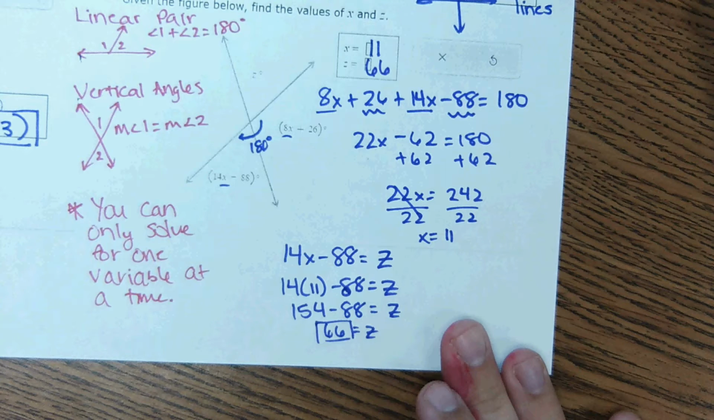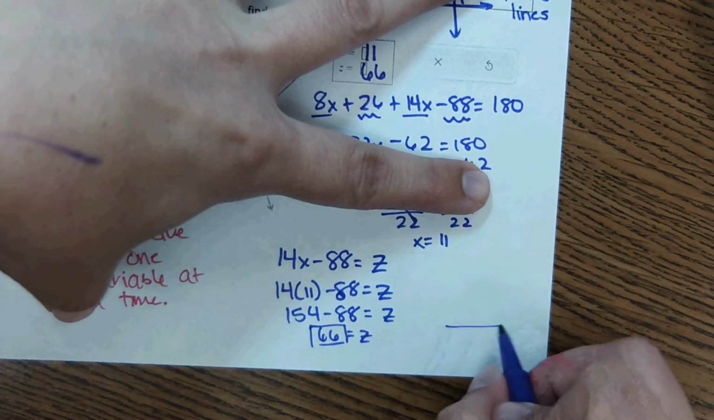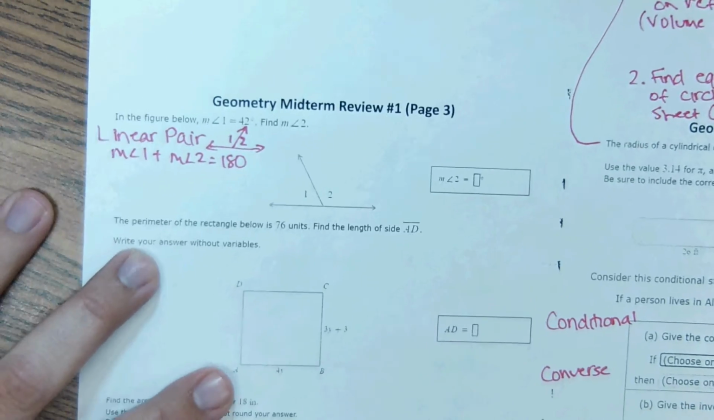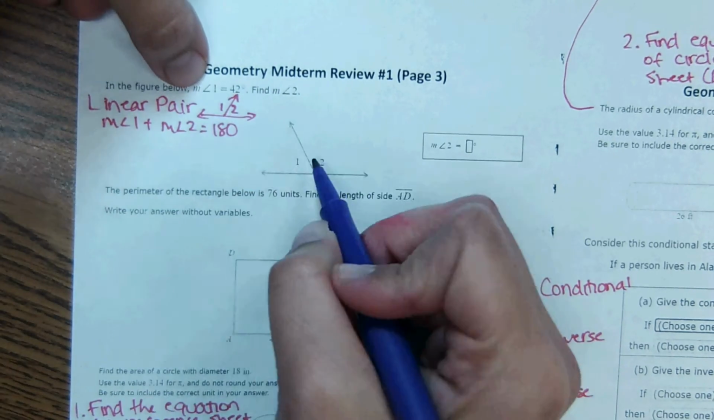Okay, and that is it for that side. We're going to now flip the page over to the next side. So just flip it, and we're going to go right here. Page 3. Okay, so it gets a little bit simpler again.